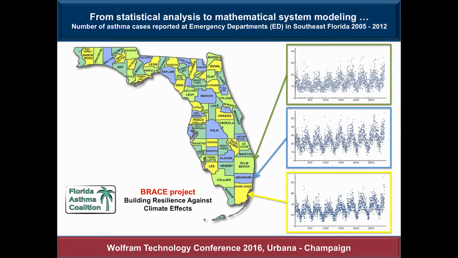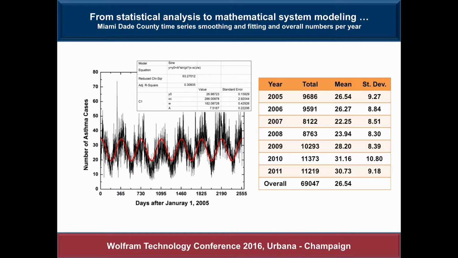As you can see from all these three graphs, there's a time series of the number of emergency department visits over time. The time unit here is taken as the day after January 1st, 2005. So that's the reason why you see 365 corresponding to the end of the first year, and so on. So we made it a relative unit because it's easy to process with time series analysis.